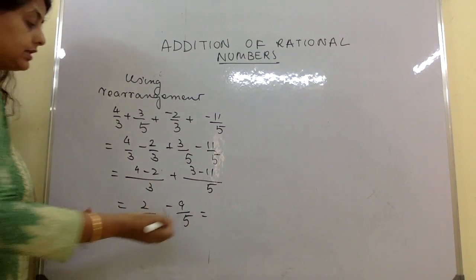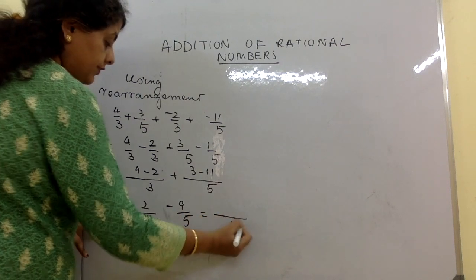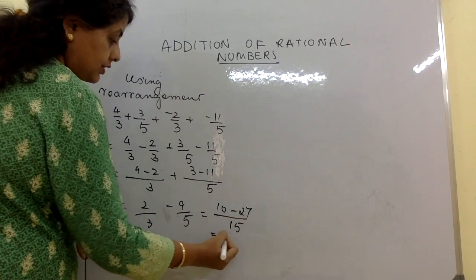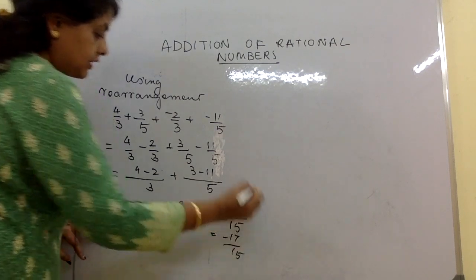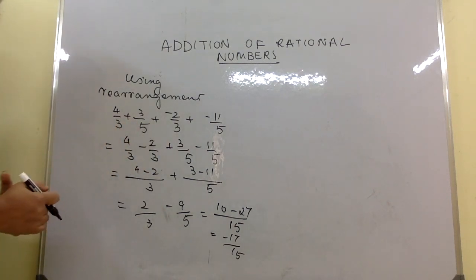Finally I have to find the LCM. Okay, but then I have shortened the sum. So here it is 15. 10 minus 27, which is minus 17 by 15 is my answer. Because of this rearrangement, I could do it a little fast. Okay.